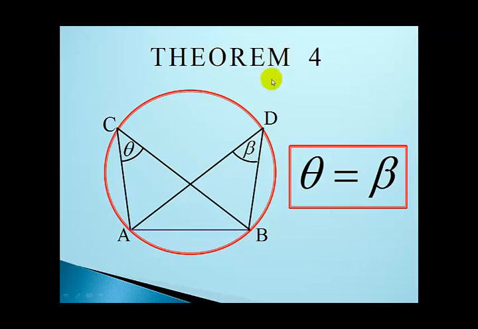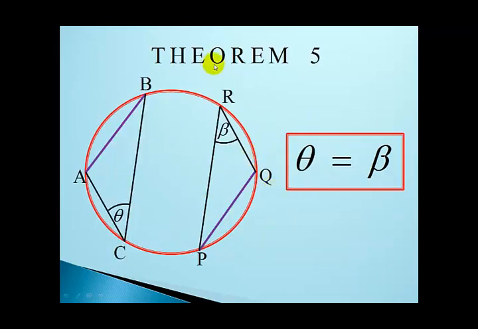I repeat, AB is a chord. The chord AB subtends an angle of theta at point C on the circumference, and the same chord AB subtends an angle of beta at point D on the circumference. Because these two are angles subtended at the circumference by the chord AB, theta is equal to beta, according to theorem 4. The angles subtended at the circumference, at the points C and D, by the same chord AB are the same. So theta is equal to beta.